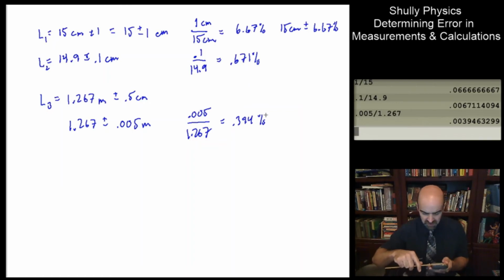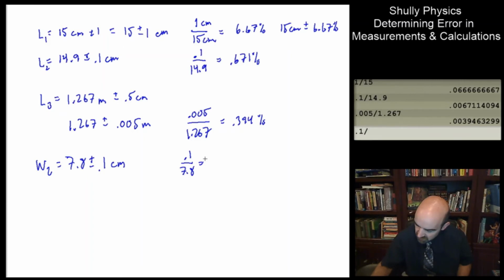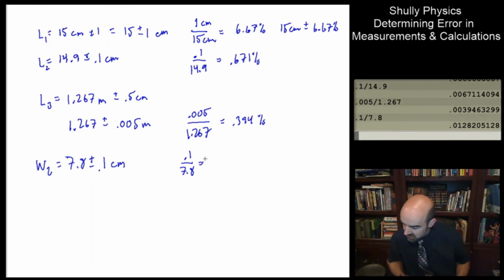I'm getting about 7.8 centimeters. So let's call it width 2 to go along with length 2. Okay, width 2 is 7.8 plus or minus 0.1 centimeters. I'm fairly certain about that width there. So let's get the percent error, 0.1 divided by 7.8. And I get 1.28%.